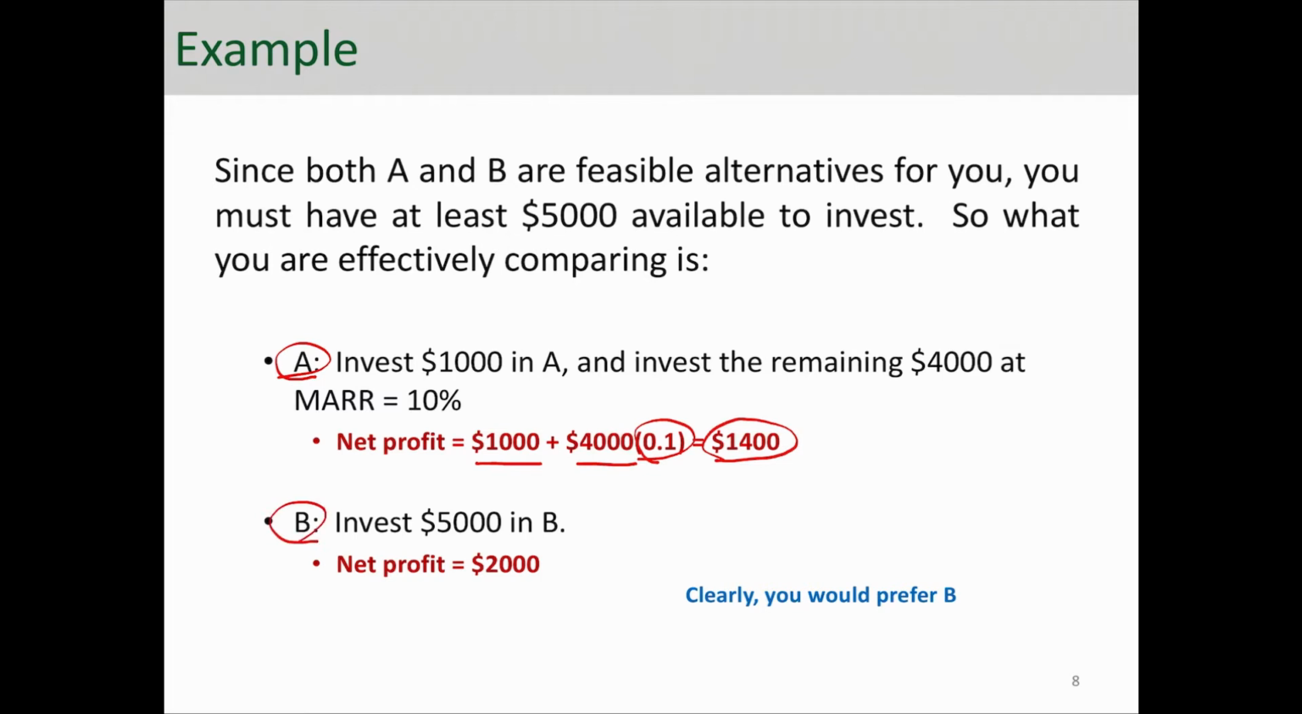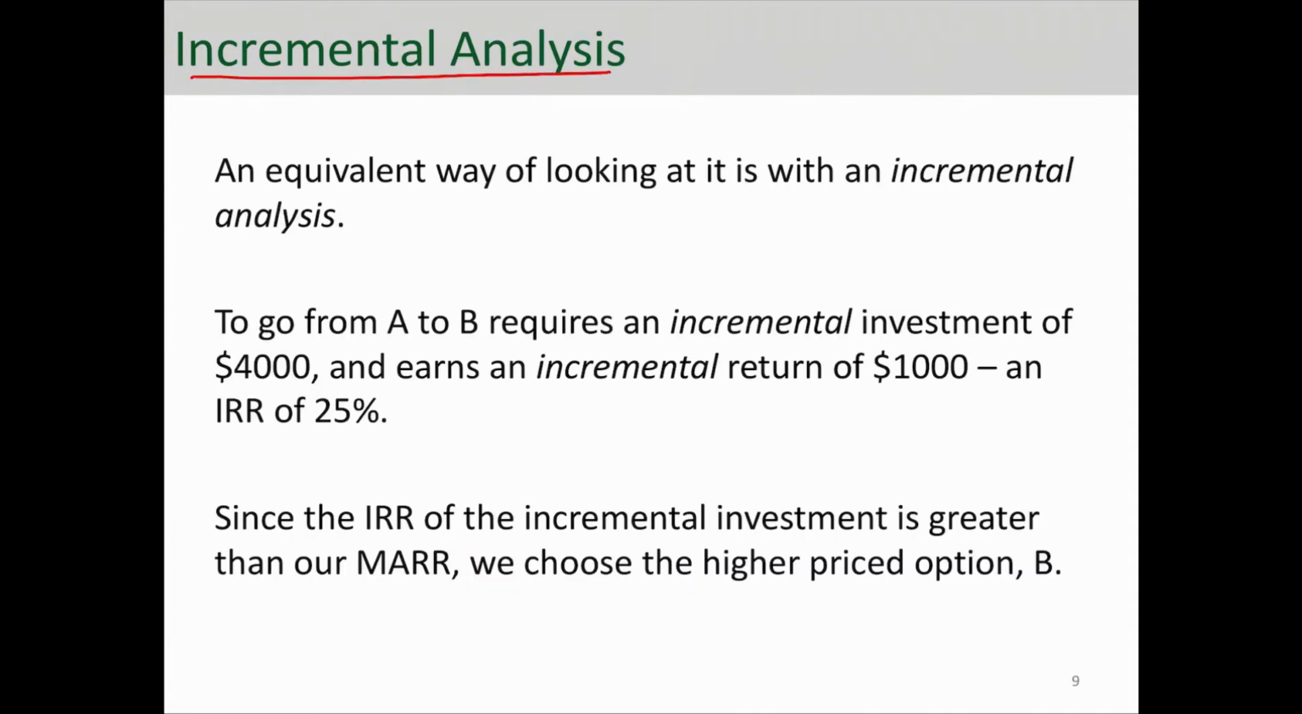If you go with alternative B, you're going to earn $2,000 from your $5,000 investment. So clearly, you can see that alternative B gives you more dollar value profit. Essentially, what we're doing here is incremental analysis. We're saying that to go from alternative A to alternative B, you would have to invest an additional $4,000. That additional $4,000 comes from $5,000 minus $1,000.